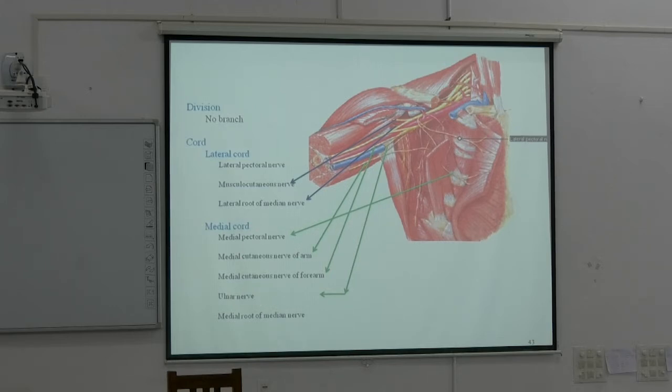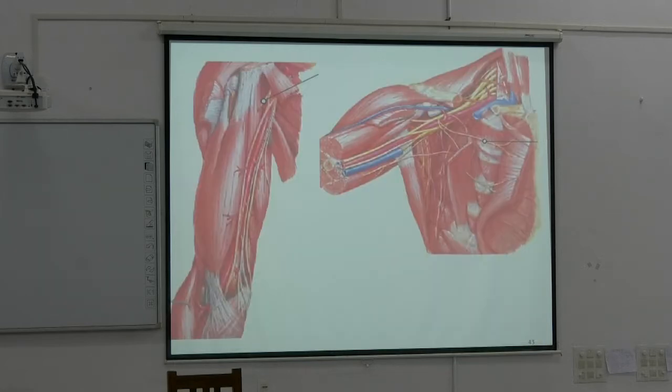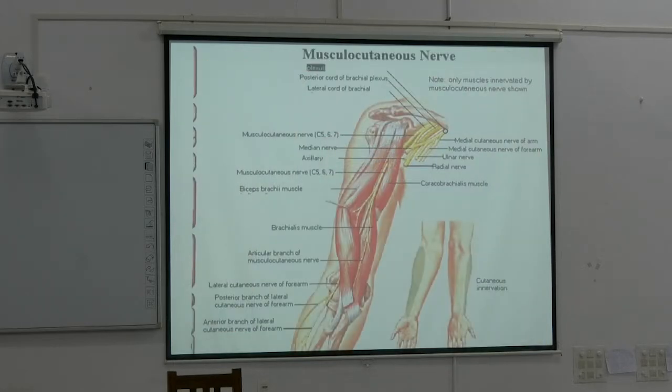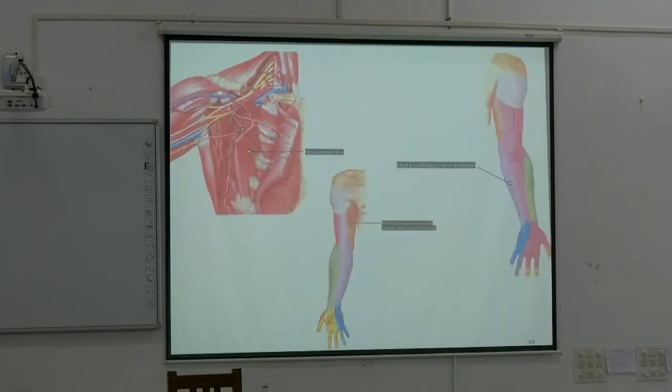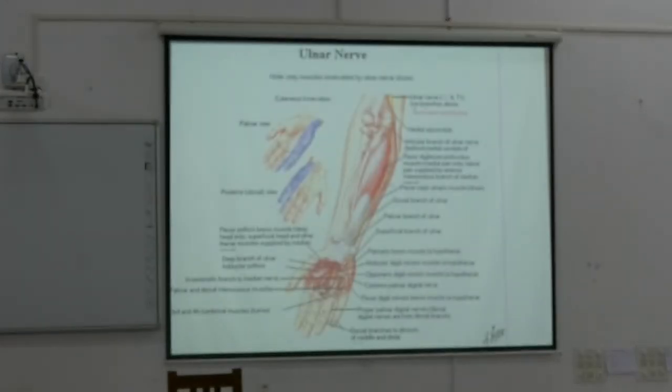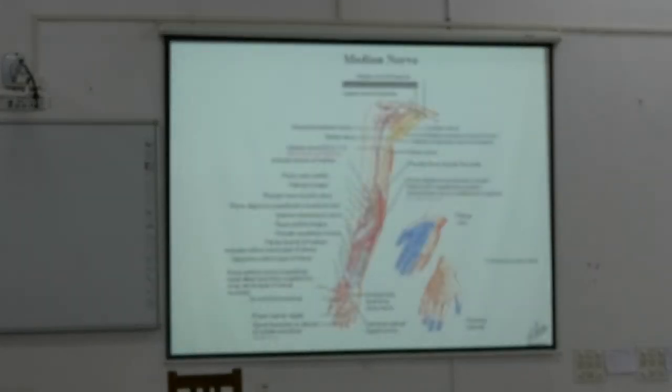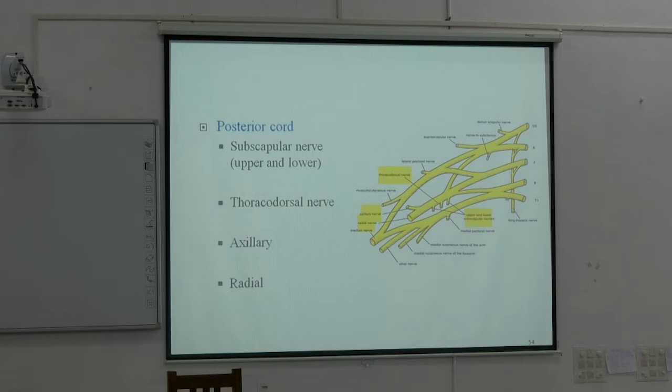We have seen many of them or all of them. Coming to the branches from this posterior cord. The posterior cord has branches that we call upper subscapular and lower subscapular. We call them the subscapular nerves together. There are two of them, upper subscapular and lower subscapular. The thoracodorsal nerve is placed in between them. Then we have the axillary nerve and the radial nerve.